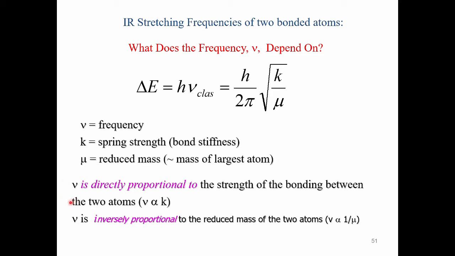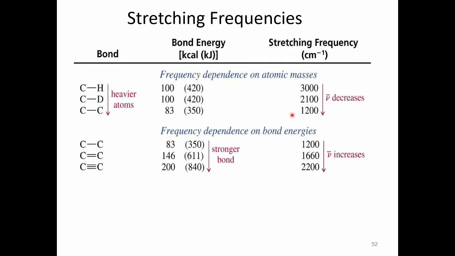So something to take note of is that the frequency is directly proportional to the strength of the bond. So ν is proportional to k, our spring constant, while it is inversely proportional to the reduced mass of the atoms. So ν is proportional to 1 over μ. So what does this exactly mean? As we increase the weight of the atoms, we can see that the frequency begins to decrease.